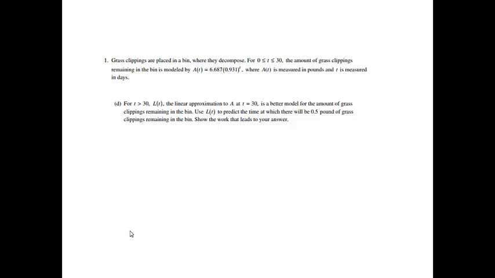Okay, for part D, for t greater than 30, L of t, the linear approximation to A at t equals 30, is a better model for the amount of grass clippings remaining in the bin. Use L of t to predict the time at which there will be 0.5 pounds of grass clippings remaining in the bin. Show the work that leads to your answer.